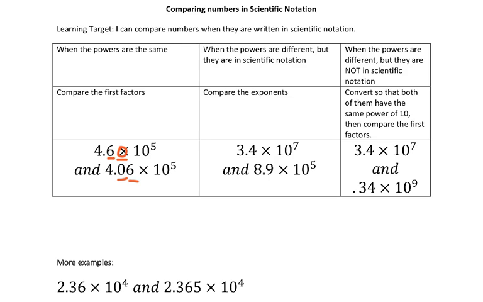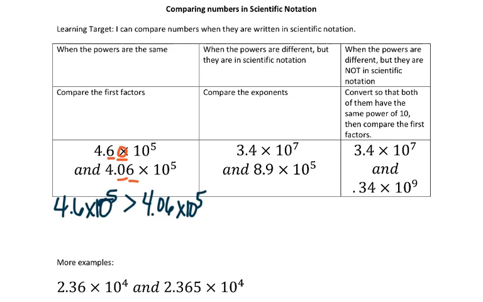So this is 4.60 and this is 4.06. So you can think of it like 60 compared to 6. 60 is bigger. So that means that 4.6 times 10 to the 5th is greater than 4.06 times 10 to the 5th.